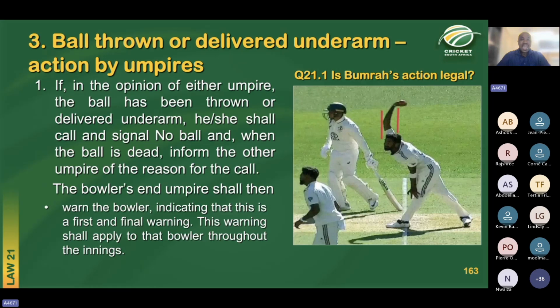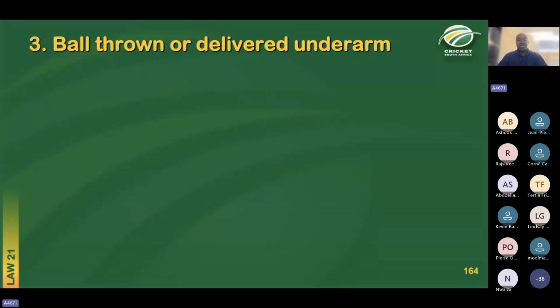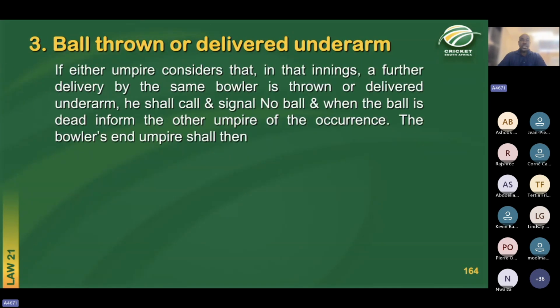The bowler's end umpire shall then warn the bowler, indicating that this is a first and final warning for underarm bowling or throwing. This warning shall apply to that bowler throughout the innings. We shall inform everybody of that first and final warning.